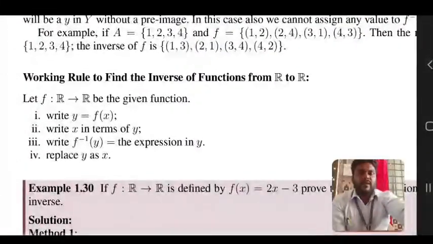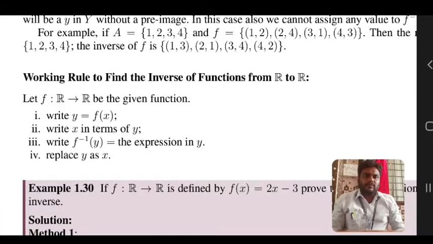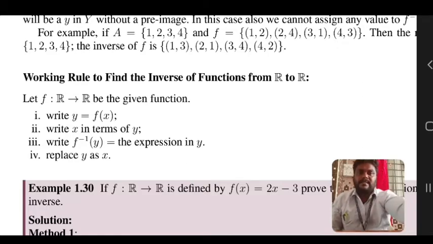Next we are going to see how to find the inverse of a function. There are 4 methods to find the inverse of a function. This is called the working rule to find the inverse of functions from R to R. There are 4 steps.